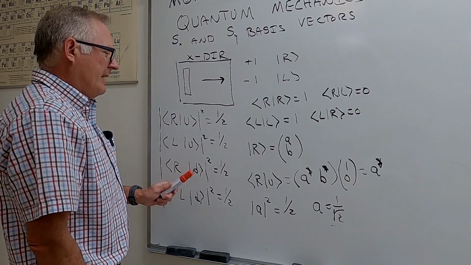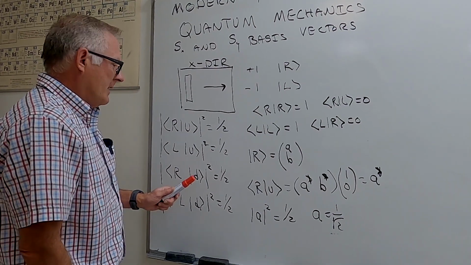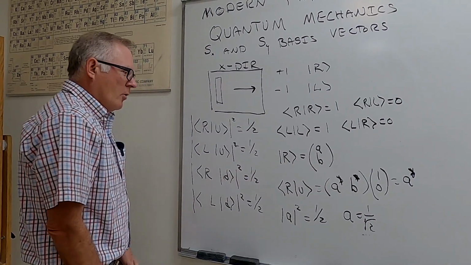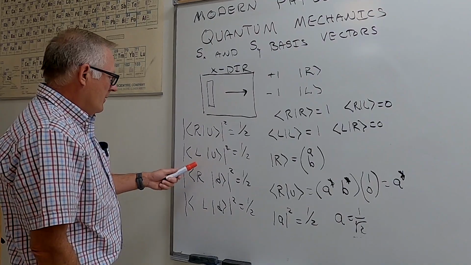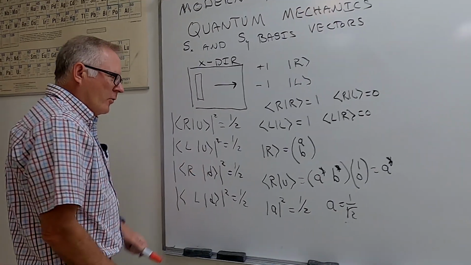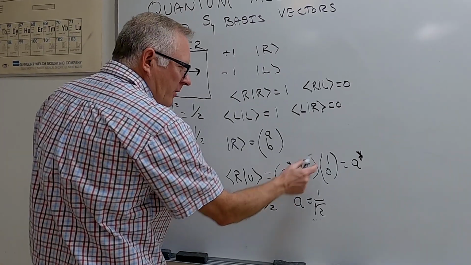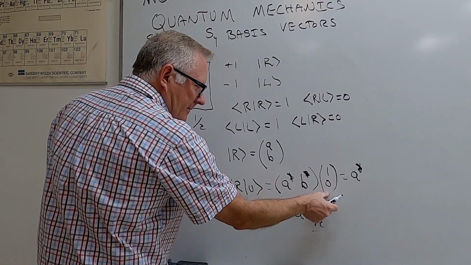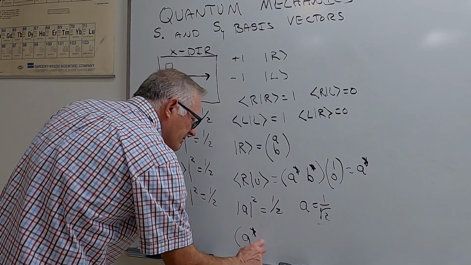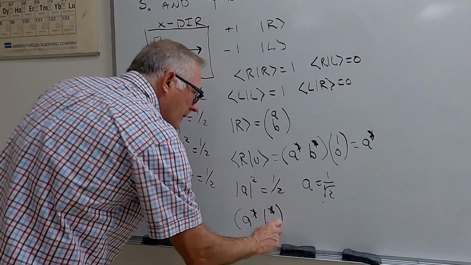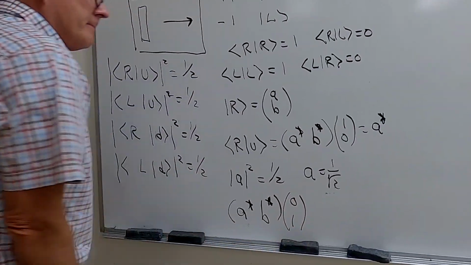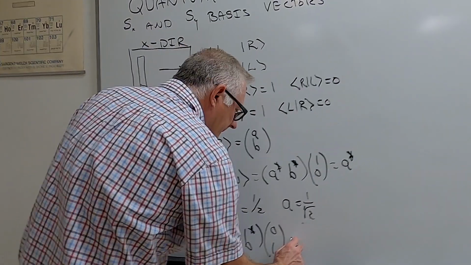Okay, now we need to find out what B is right here. Well, why don't we do the right and the down? Right and the down would just replace that with 0, 1. So we'd have A star, B star, and then you'd have 0, 1 instead, because we're doing it with down. And that would just give me B star.